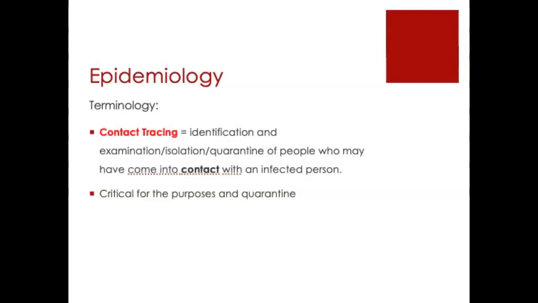Because if you can find them, if you can contact trace to all of those people before they get sick, you can put them in quarantine and you can wait to see if they come down with symptoms of the disease. If they do, you can isolate them and keep them from spreading the disease further.